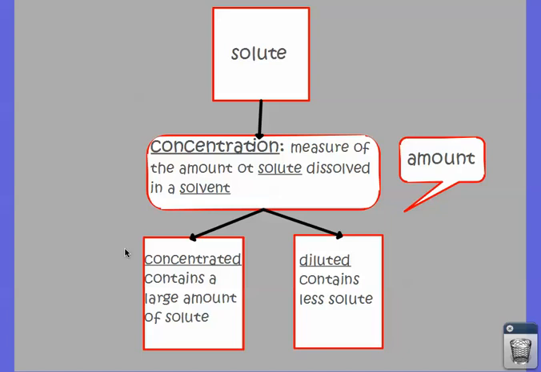If there's a lot of solute relative to the solvent, then it is a highly concentrated solution. And if there is a lower ratio of solute to solvent, so there's only a small amount of solute relative to the solvent, then we would say that the solution is diluted. So again, the concentration really comes down to the ratio of the solute to solvent. A lot is concentrated, a small amount is diluted.